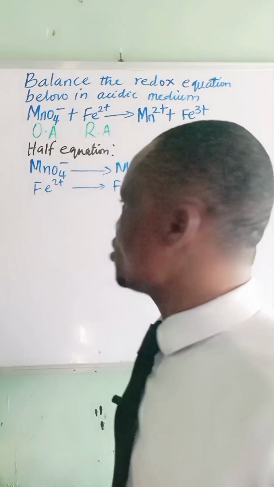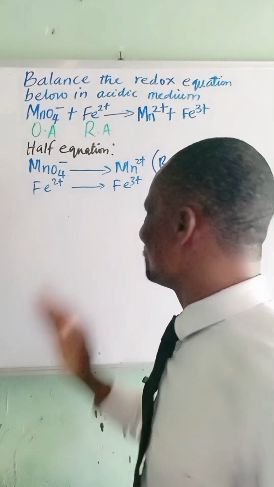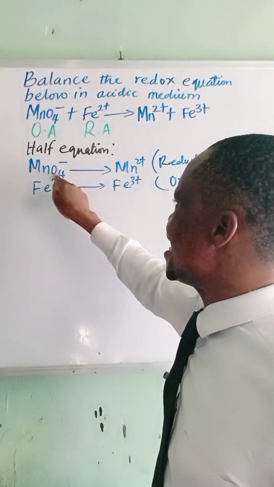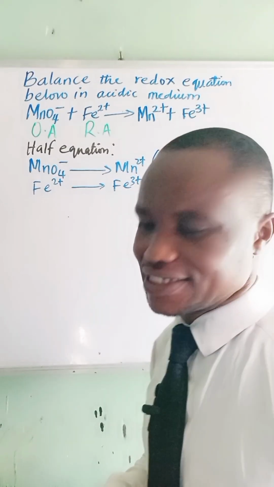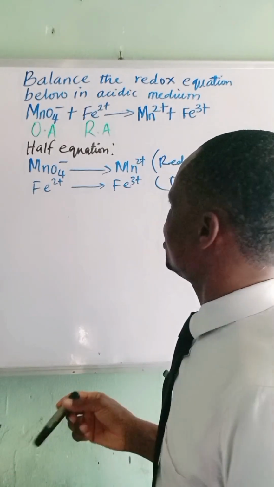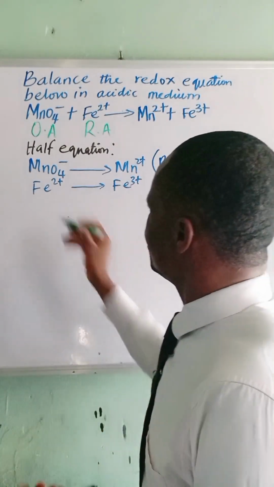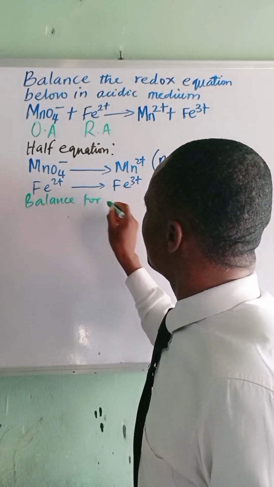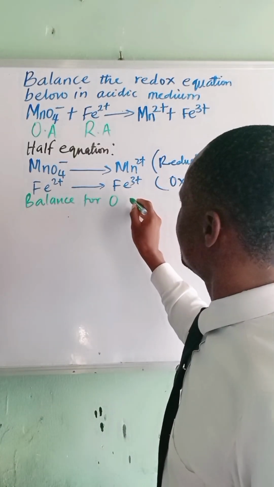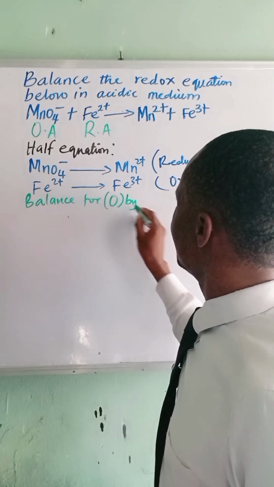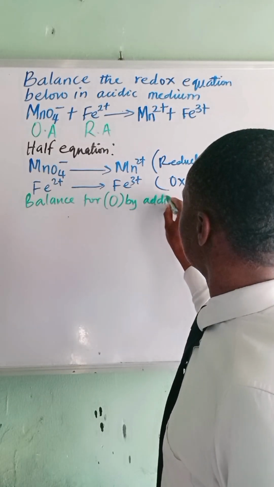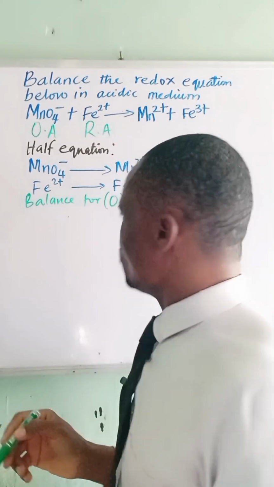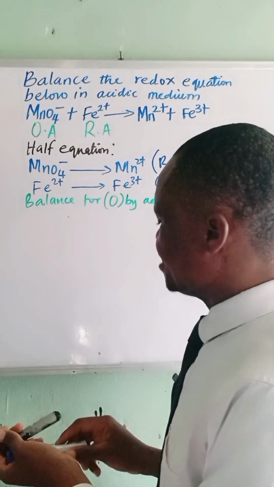The next step, which is step 2, is to balance for oxygen by adding water on the product side. Balance for O, that is oxygen, by adding water. Okay, let's get started.